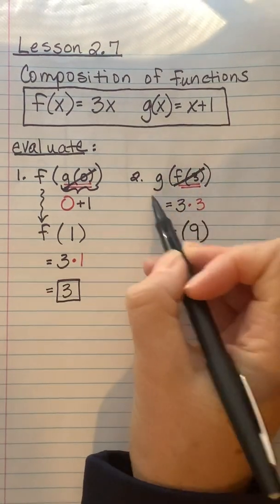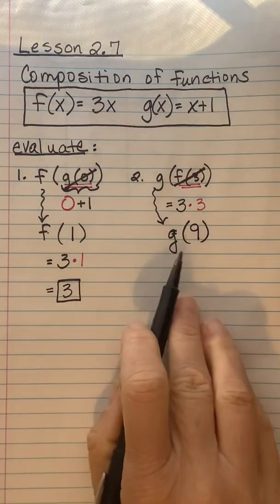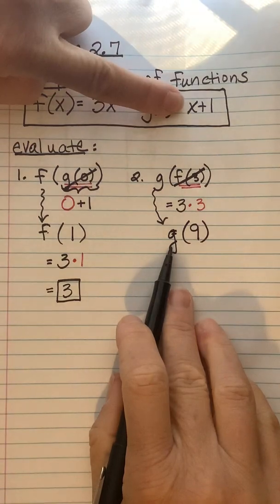But now I've got to keep going. Now I can incorporate that g of 9. All right, so now this tells you which function. Look, I'm going to switch functions.